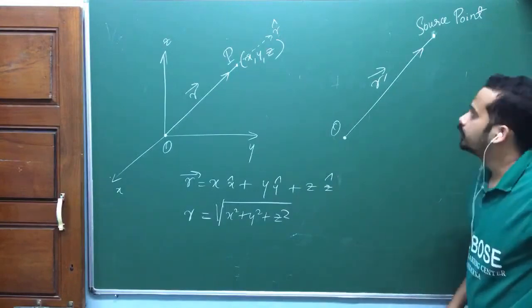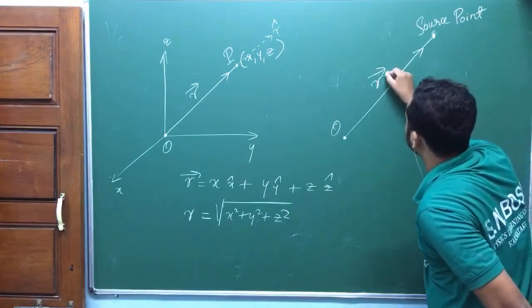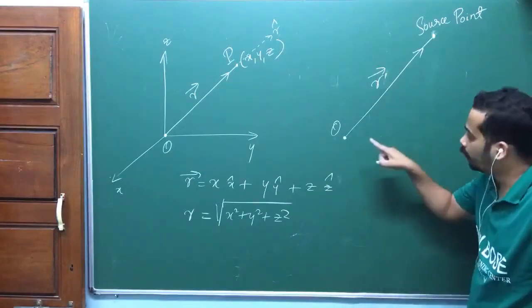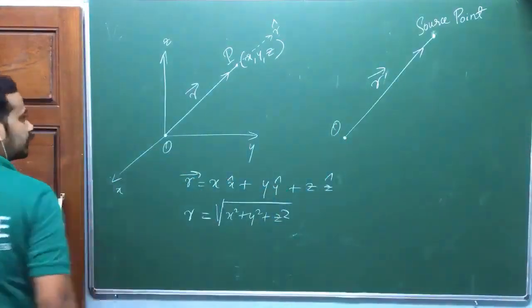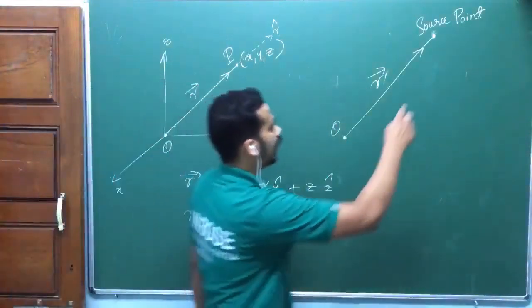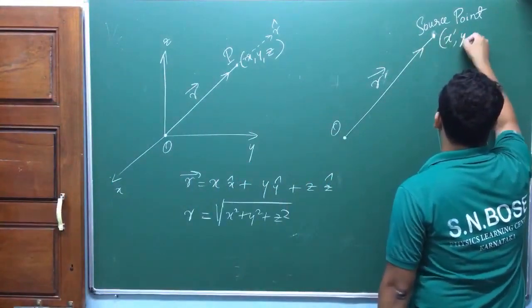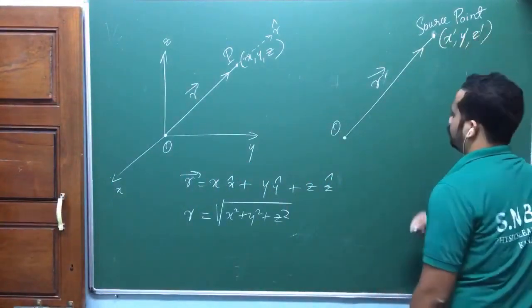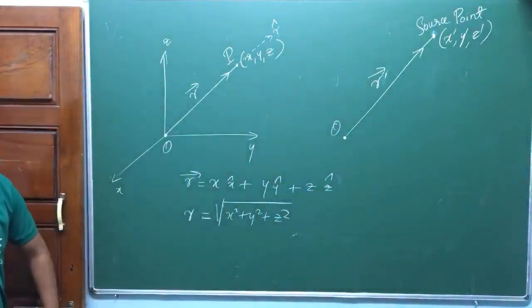Can I say like this? So this source point is usually written as R prime vector, from origin to source point. At that source point, the coordinates are written as X prime, Y prime, Z prime. I'm talking about notation.